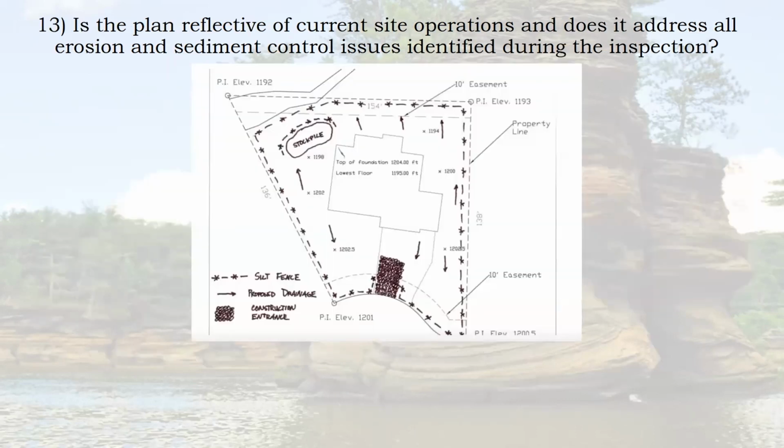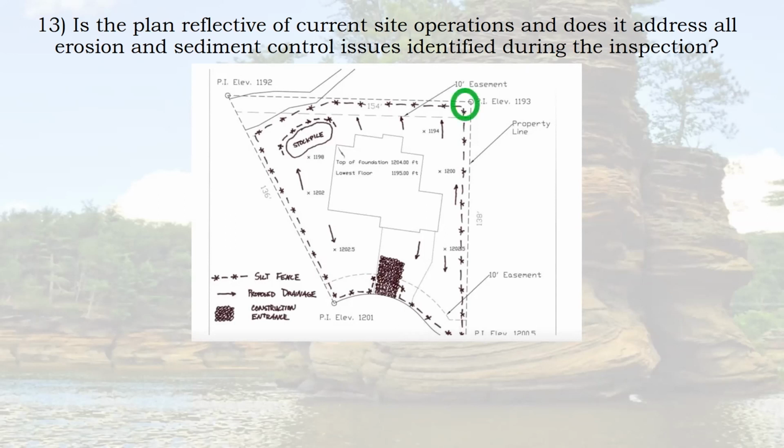Number 13 is the plan reflective of the current on-site operations. So this is again, an example of what you would see for an erosion control plan. They have silt fence all around the property. They show where the drainage is going to be flowing towards, and they also show you the stockpiles and where they're going to have their entrance.